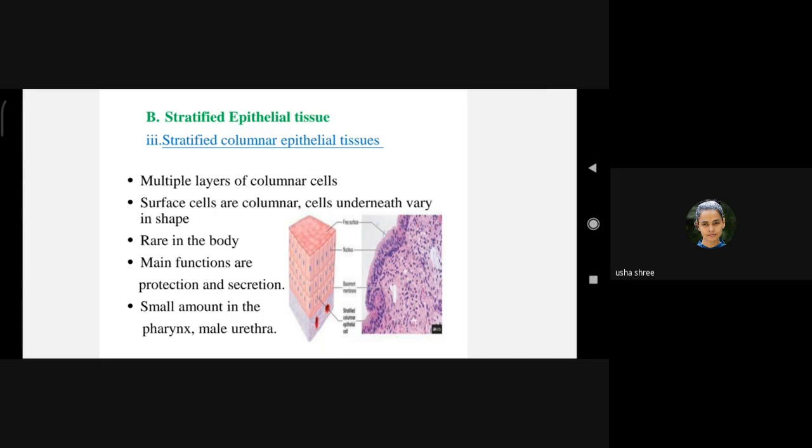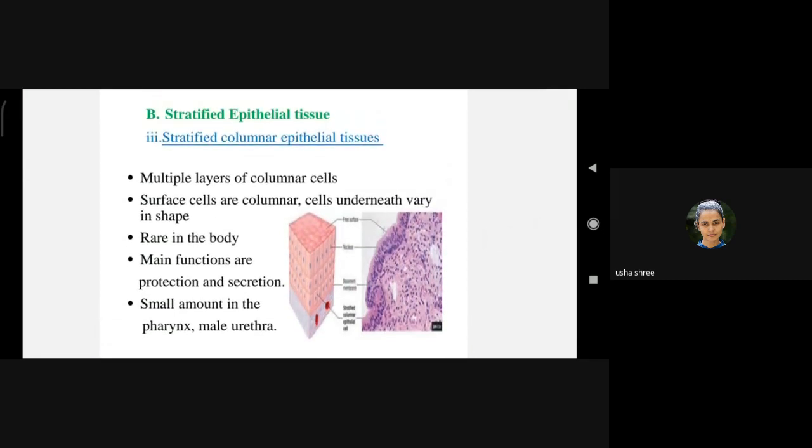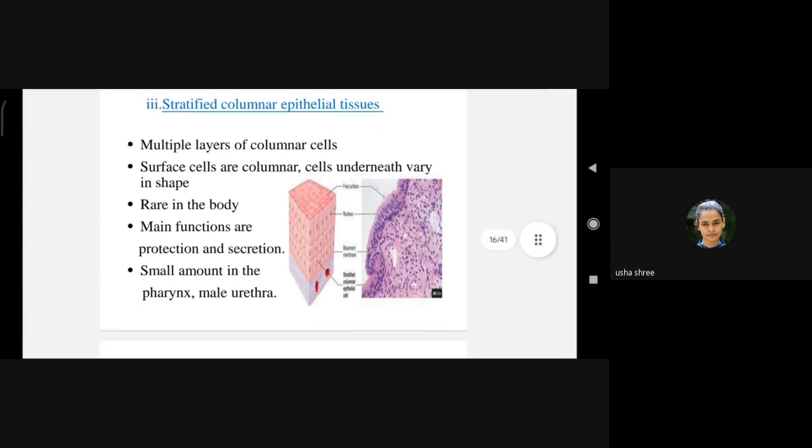Main functions are protection and secretions. Obviously, the epithelium layer is mainly for protection only. Protection and secretion only. So almost everywhere we will find that in function, they are just protecting and secreting different kinds of hormones, enzymes and body juices. A small amount can be found in the pharynx and male urethra. Means stratified columnar epithelial tissue can be found in the pharynx and male urethra.